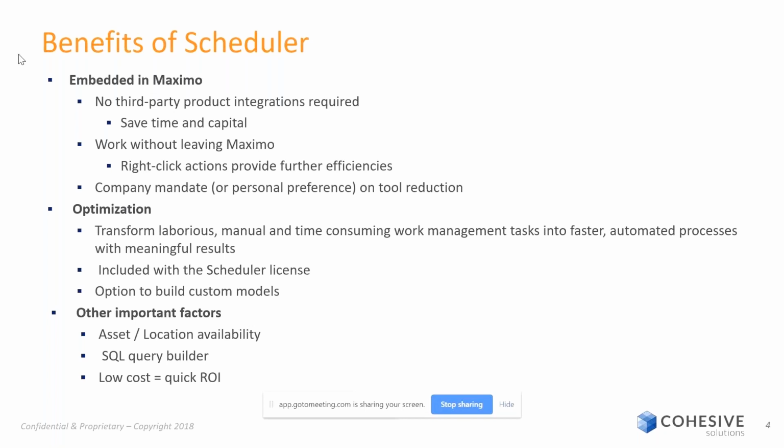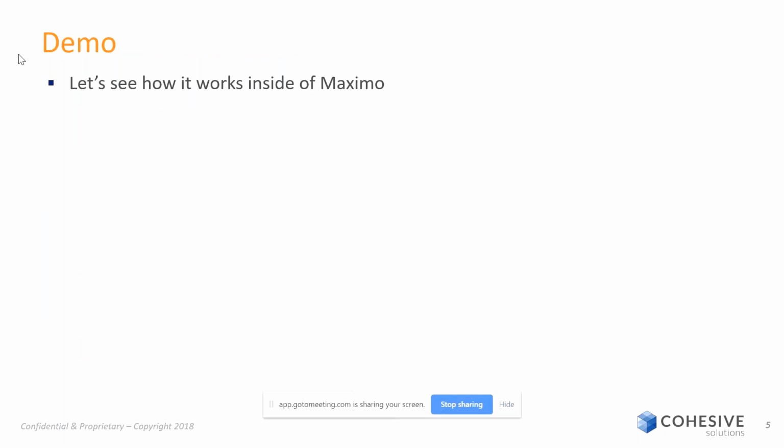Some other important things to remember is that your asset and location information is right there as well. And there are so many ways to build SQL queries without knowing much SQL at all. There's multiple tools within Maximo to help you build those queries. So therefore, that's a pretty low cost with a quick return on investment when you do implement graphical scheduling and graphical assignment within Maximo. All right, so let's look at Maximo.